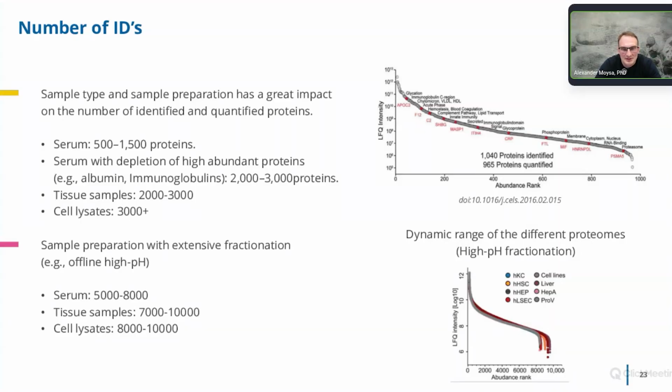For tissue samples, around 2,000 to 3,000 proteins can be identified. For cell lysate samples, this number can exceed 3,000 or 4,000. However, the number of identified proteins highly depends on the type of tissue and cells used in the experiment. Sample preparation with extensive fractionation, for example, offline high pH fractionation, can increase the number of detectable proteins. However, it reduces the overall throughput of the analysis.